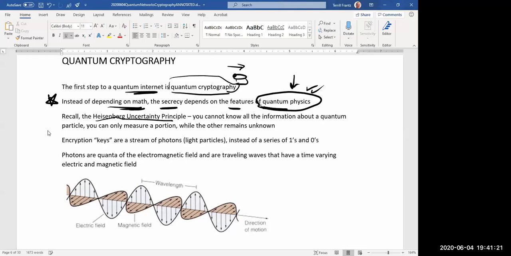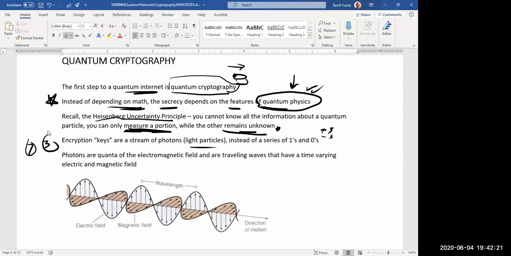So if you recall the Heisenberg uncertainty principle that I mentioned a few minutes ago, where you cannot know all the information about a particle, you can only measure a portion of it while the other remains unknown. Notice that we can measure part of the information on the particle, but the other remains unknown, and that's actually a helpful thing in this case. So if you imagine an encryption key, where before it was a number, those keys are essentially streams of photons, aka light particles, instead of a series of zeros and ones. And in our classical computers, it's usually plus or minus 3 volts, or some fluctuation in electrical voltage.